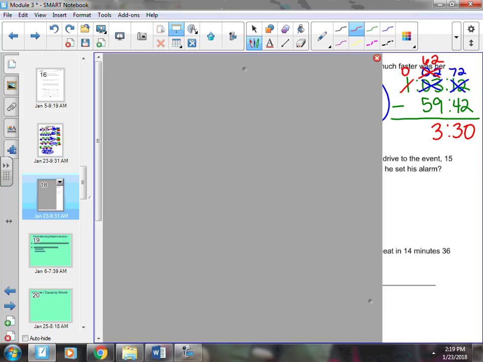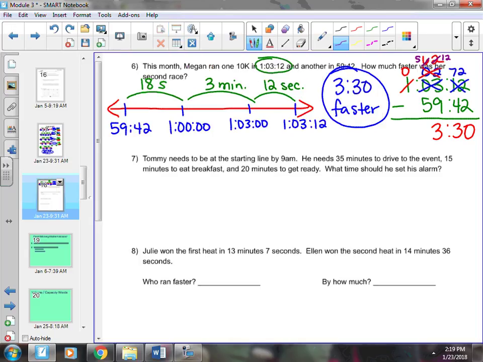I could do this if I needed to, make that 5, if I needed help to do 62 minus 59. 3 minutes, 30 seconds, and that's what we got when we did it with our number line as well. You only have to show it one way.